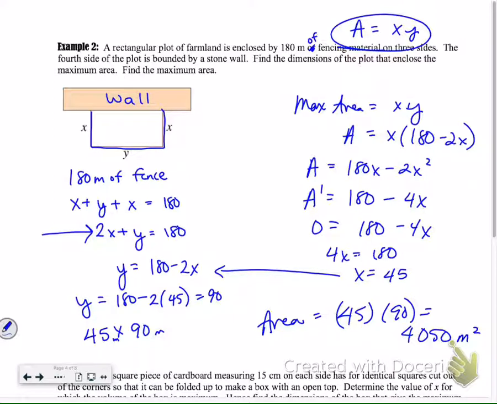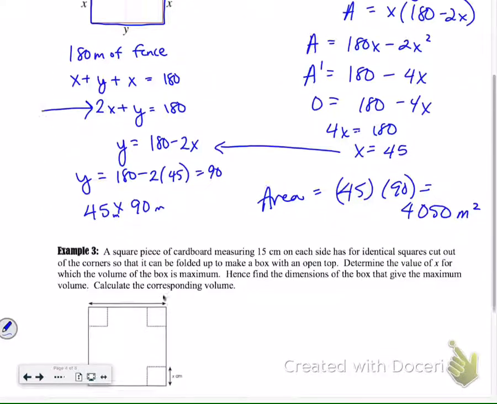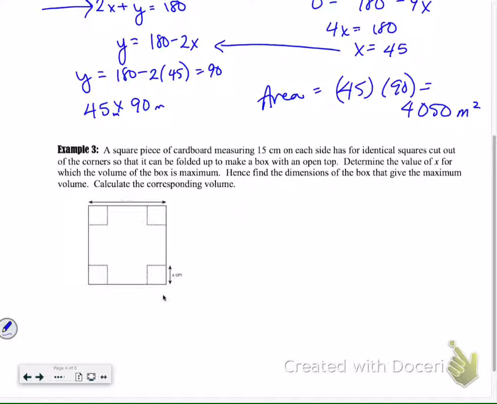All right, another pretty typical question is we have a square piece of cardboard that measures 15 centimeters on each side, has, oh goodness, 4 identical squares cut out of the corners so it can be folded up to make a box with an open top.